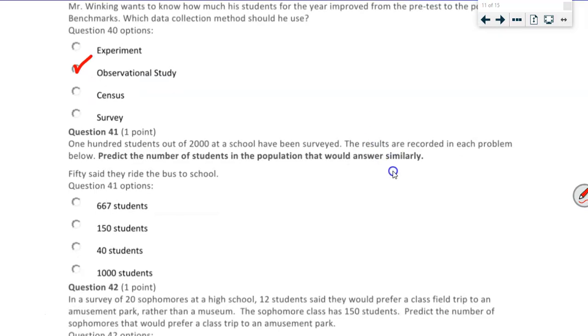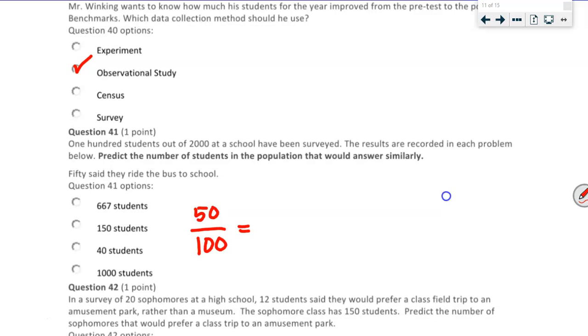So question 41 says, 100 students out of 2,000 at a school have been surveyed. The results are recorded in each problem below. Predict the number of students in the population that would answer similarly. 50 said they would ride the bus to school. So we had 100 students that were surveyed. Out of those 100, 50 said that they ride the bus.